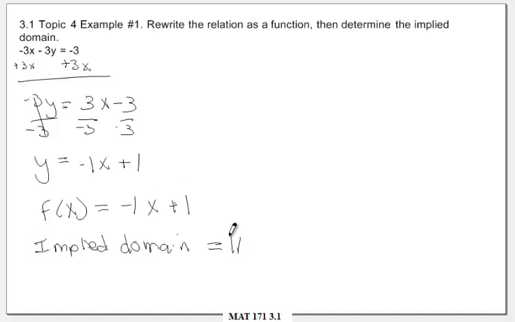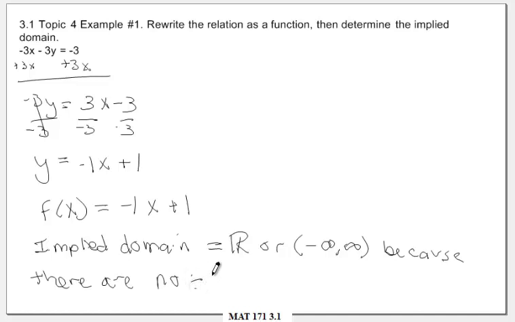The implied domain is all real numbers. We use this symbol for all real numbers, or negative infinity to infinity, because there is no dividing by 0 or square root of a negative.